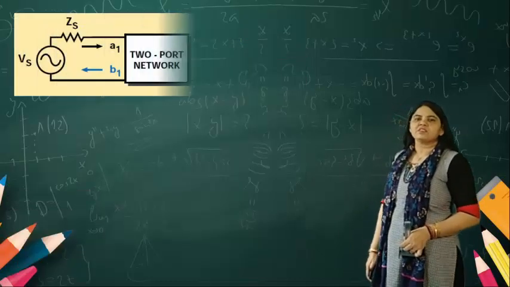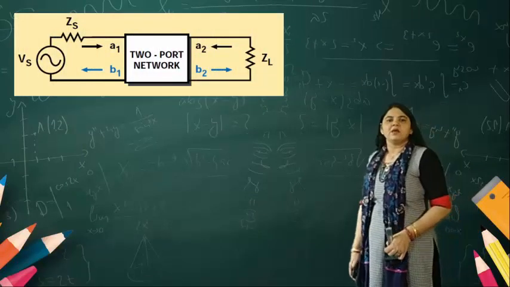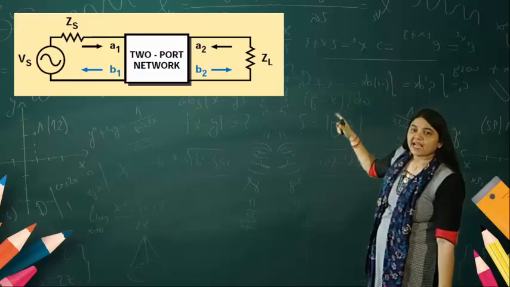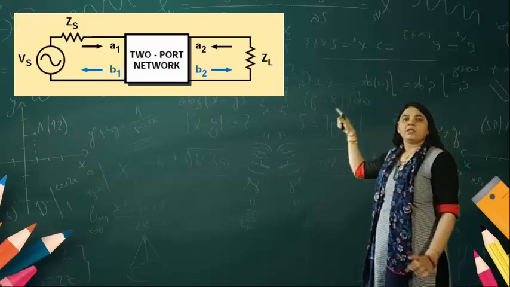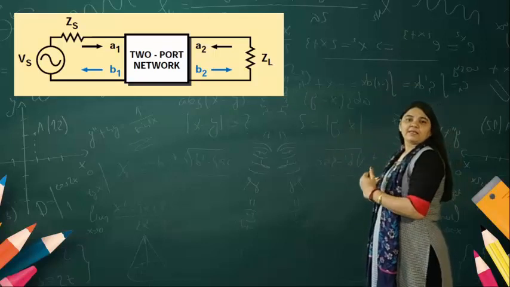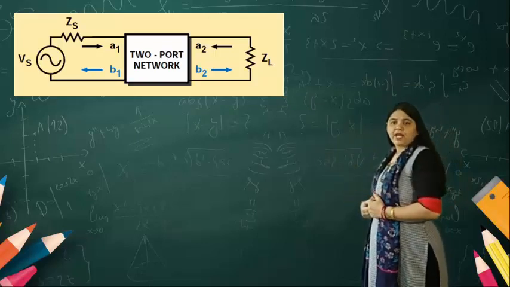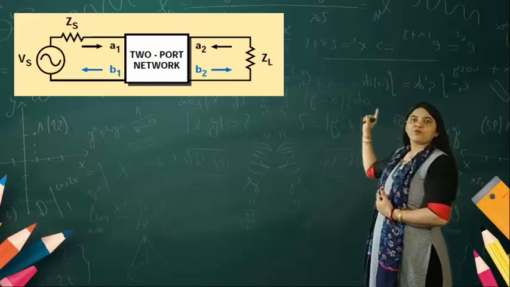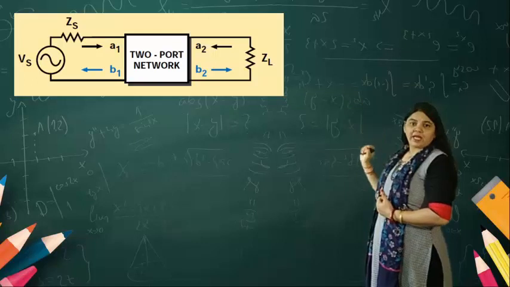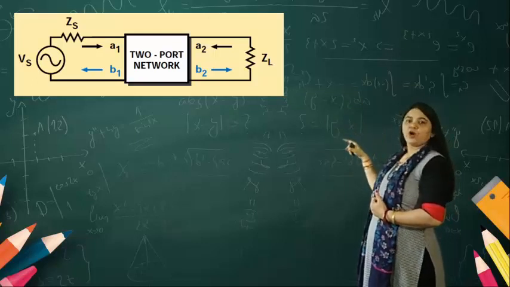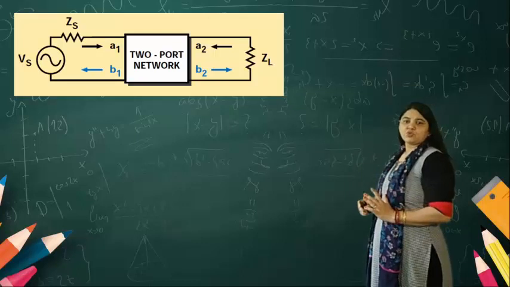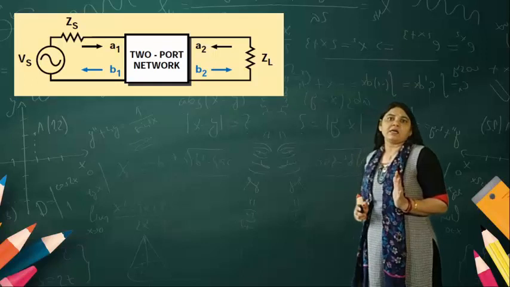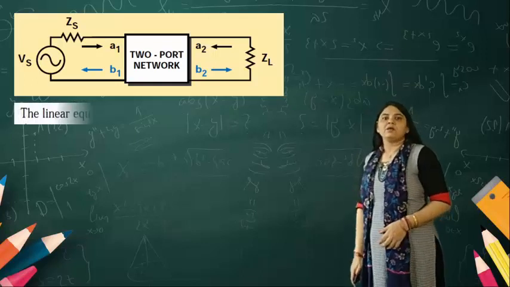So this is another diagram that you can see. A1 is my incident wave, B1 is my reflected wave from port number 1. Suppose I am connecting the match load at port 1, and I am applying the input from port number 2. From port number 2, my wave is A2, and my reflected wave from port number 2 is B2. Fine. This way we can give the idea about any particular component.